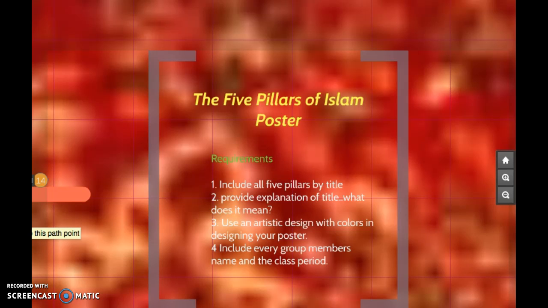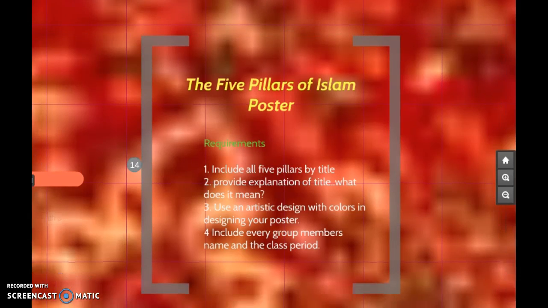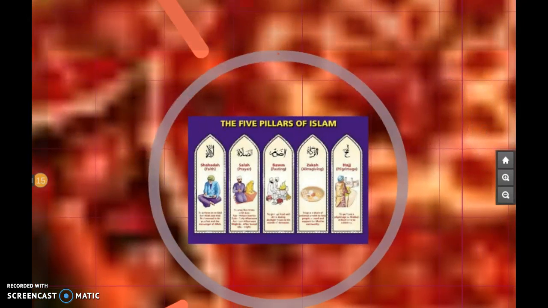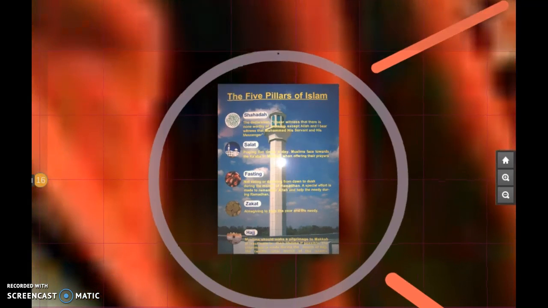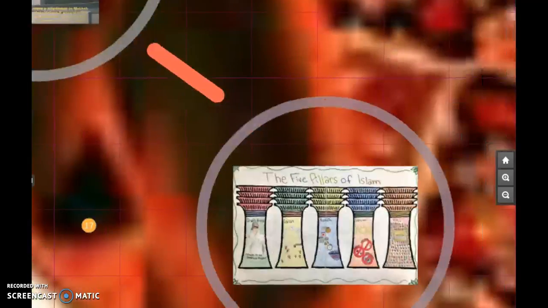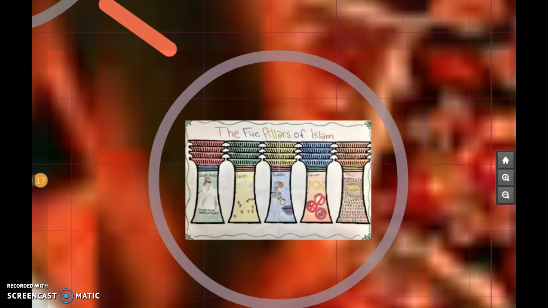Some examples to give students ideas can be something like this, or this, which would be using a computer or some type of graphic program, or this. All these use colors, explanations, and descriptions are provided.